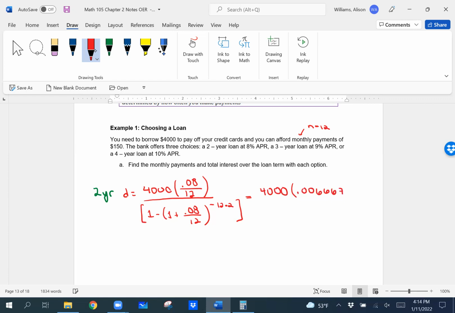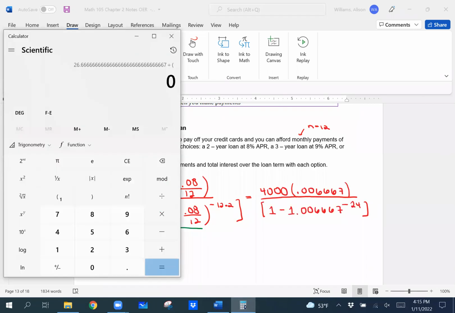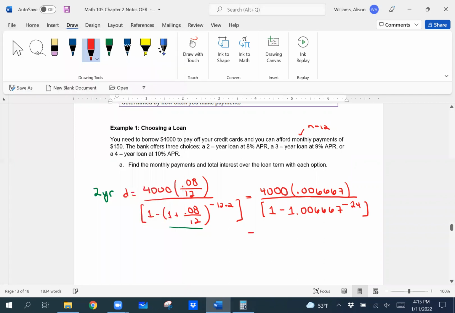All right, so that's what I'm going to plug into the calculator. I'm going to use that decimal I already have, times it by 4,000, parentheses, 1 minus 1.006667 raised to 24, and then I hit the negative button after I put in 24. Some calculators you put it in before. Close the parenthesis, hit equals, and there we go. I'm getting a payment of $180.90.